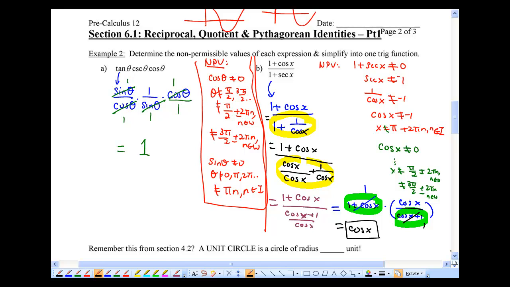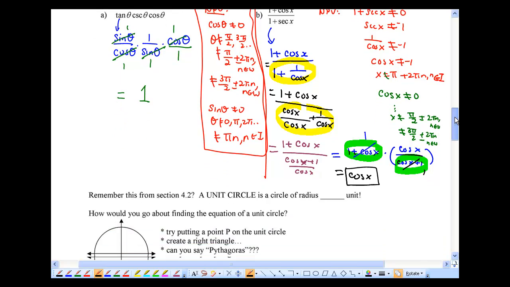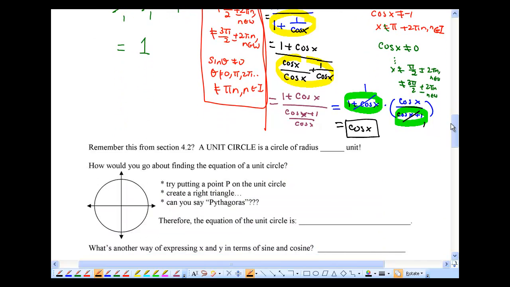Alright, so I've given you a sample of how we can use these trig identities to help us simplify these complicated trig expressions. Well, I'm going to ask us to go back in time to section 4.2 when we talked about the unit circle. Remember this picture here? Remember a unit circle was really just a circle with radius of 1 unit? That's why they call it the unit circle.